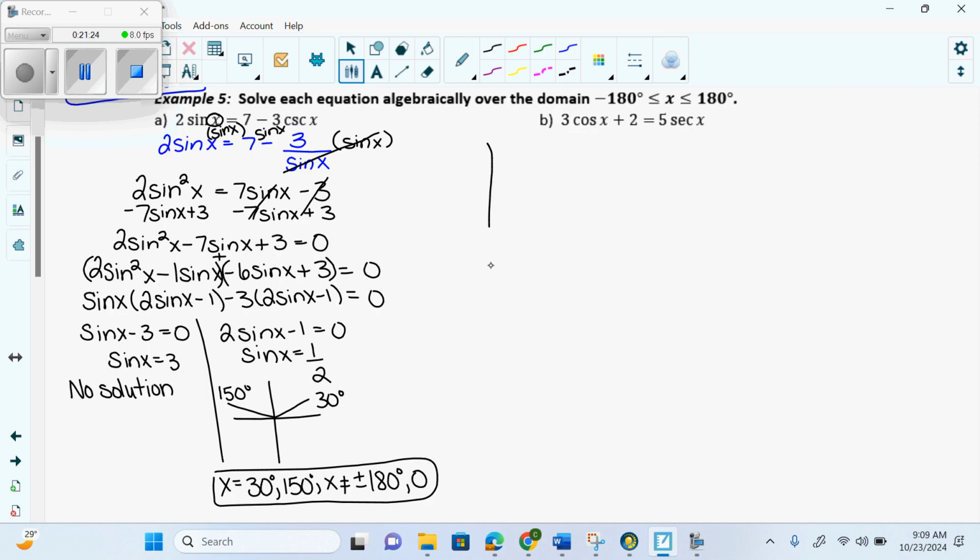What do you think I'm going to make you do with B? Yeah, same thing. Swap the secant to a 1 over cos and put the restrictions for cos. So we have 3 cos x plus 2 equals 5 over cos x. Then because I have a denominator, on the test, the worst thing done is non-permissible values.